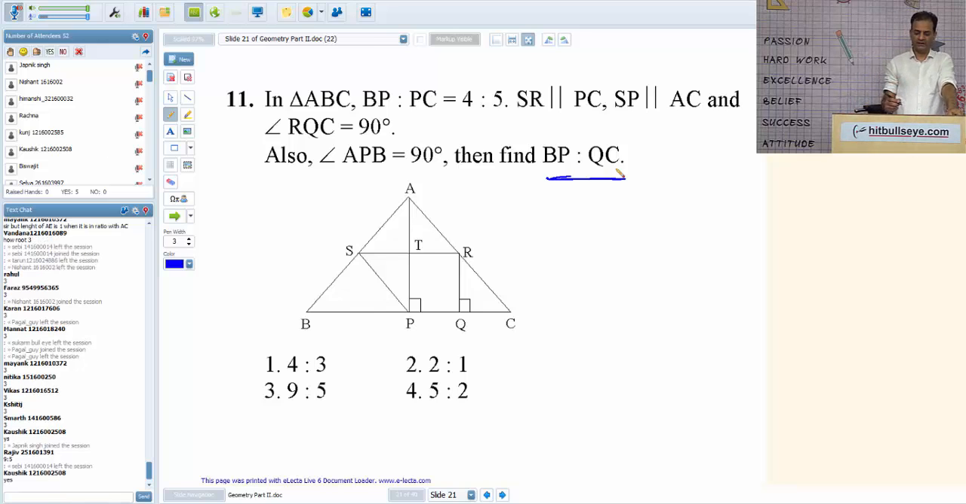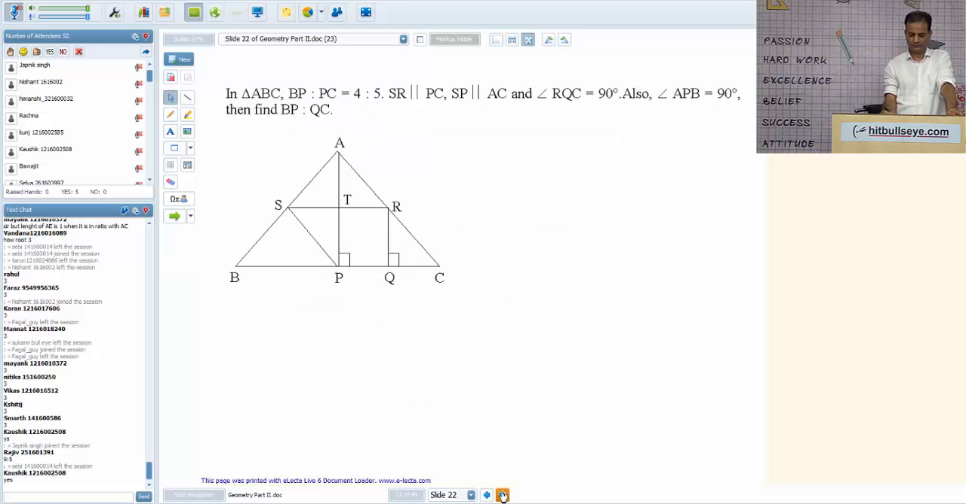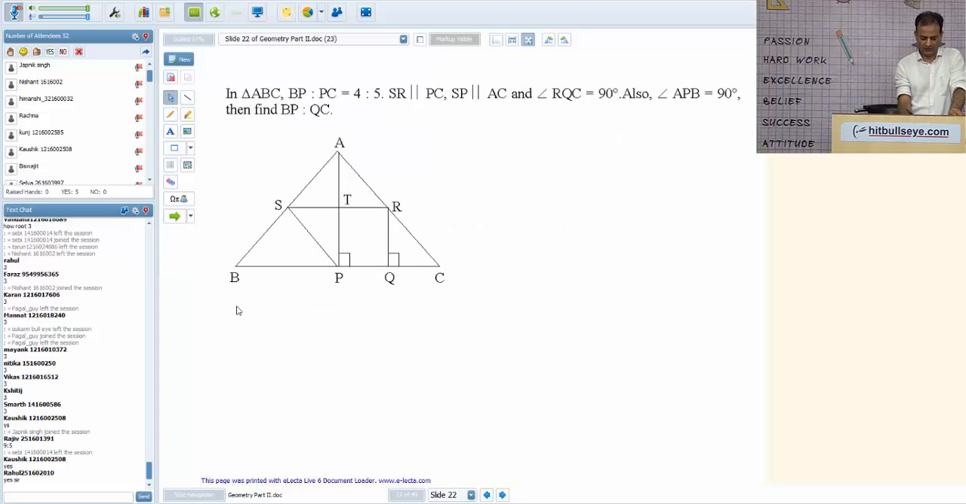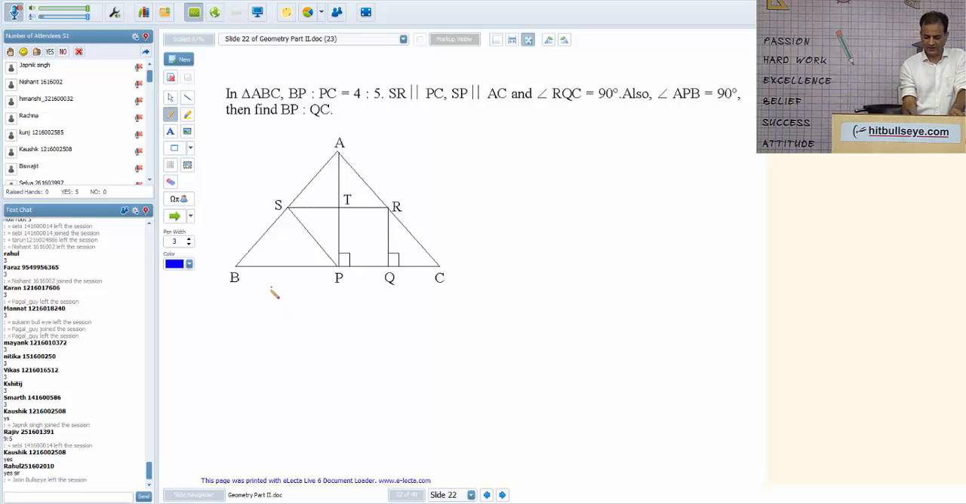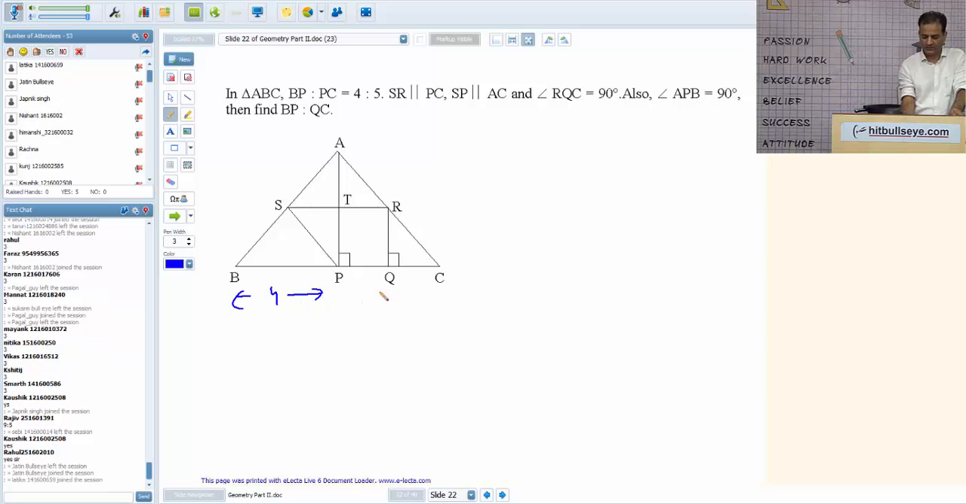Now, friends, you can see here in this triangle, BP ratio PC is given 4:5. So BP is given 4 and PC is given 5. What is the examiner asking? We have to find BP by QC. Our main focus is on QC. BP is given already, 4. We have to find QC.